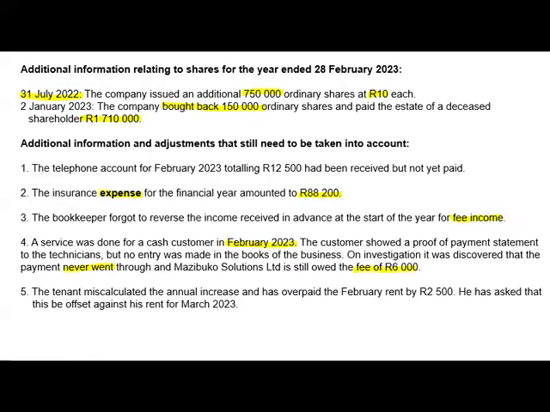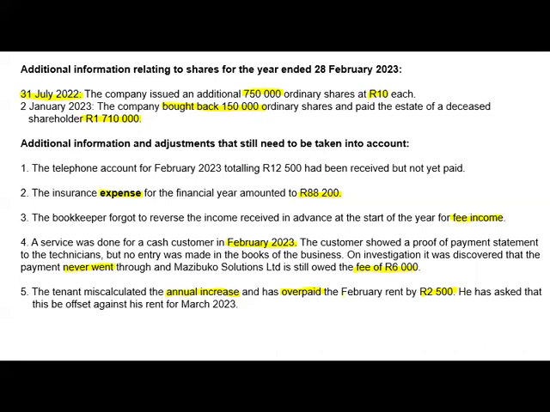And the next one says that the tenant miscalculated the annual increase, okay, and has overpaid. So it means that our rent income is overstated in essence. We included the amount that was paid for, but it's not supposed to be earned. So it was not earned, so we need to subtract it. And that was rent for February, overstated by 2,500. So we need to subtract that 2,500 from rent income because it's not income.